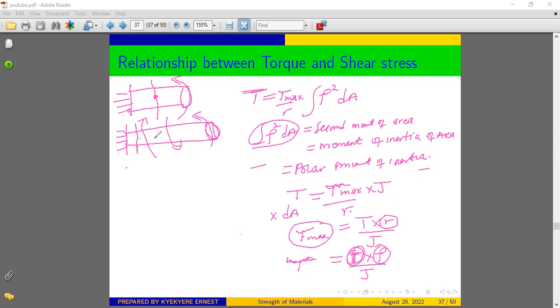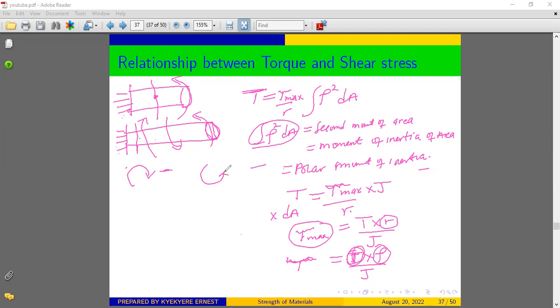And don't forget that here we are going to use this assumption. Any torque which is going in the clockwise direction like this is negative. And any torque which is going in the anti-clockwise direction is going to be positive.